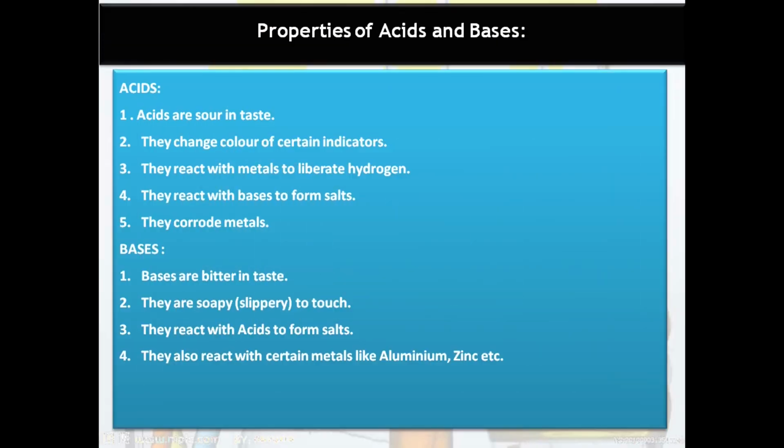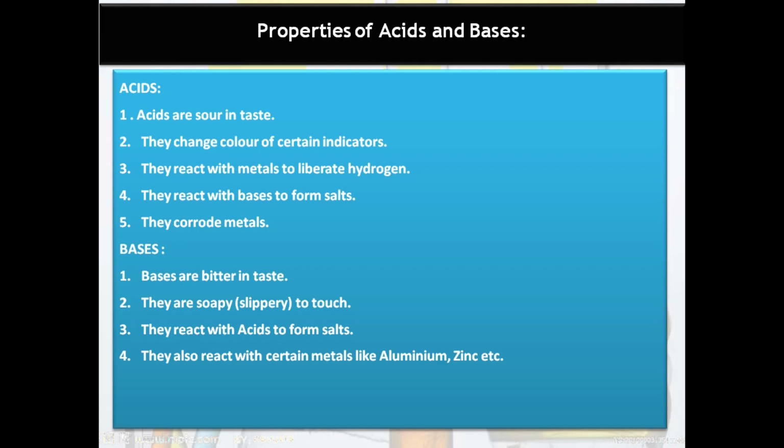Now let us discuss the properties of acids and bases. Properties of acids. Acids are sour in taste. They change color of certain indicators. Example, acids turn blue litmus to red, change methyl orange into red color and remain colorless with phenolphthalein. They react with metals to liberate hydrogen gas. They react with bases to form salts. They corrode metals.